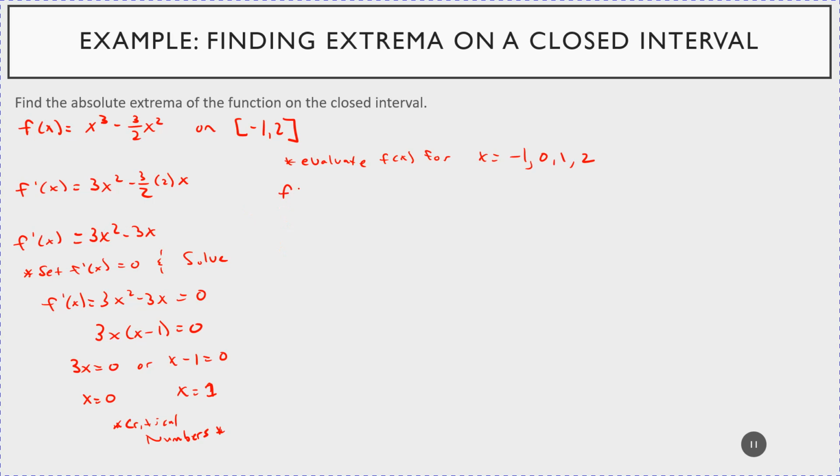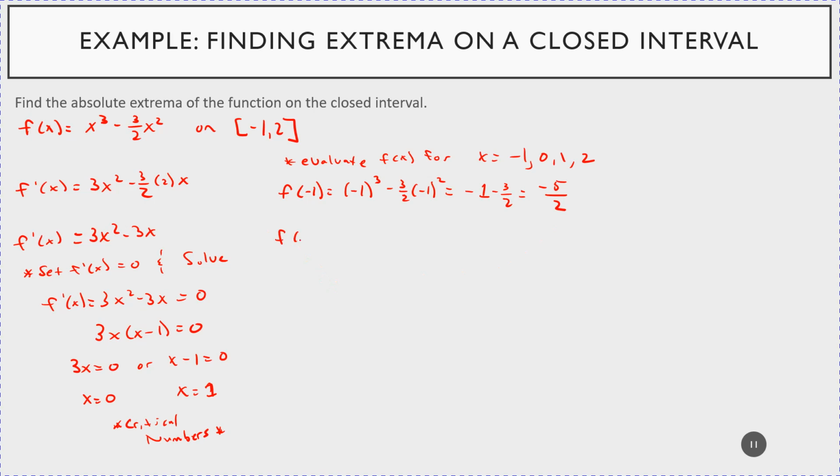So f of -1, well, that's -1 cubed minus 3/2 times -1 squared. Well, negative 1 cubed is negative 1. Negative 1 squared is 1. So this is just minus 3 halves. So you change this to 2 over 2. So you get minus 2 minus 3. You get minus 5 over 2.